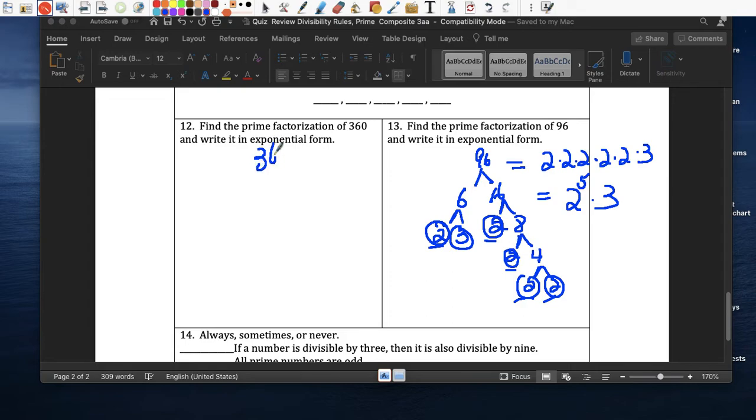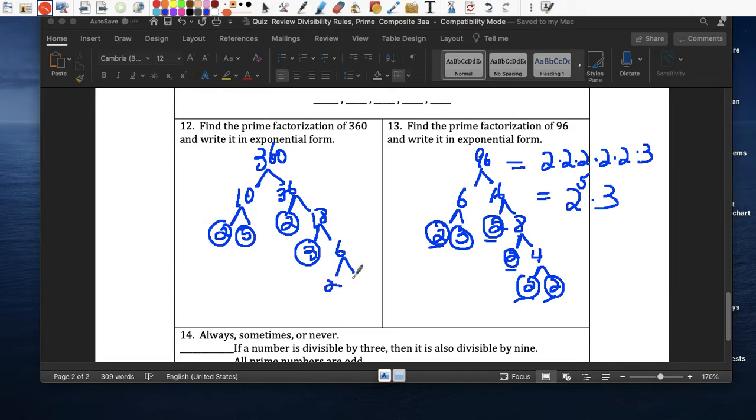360, we're going to divide it into 10 and 36. 10 is 2 and 5, right? Prime, prime. 36 is 2 and 18. 2 you circle. 18 we can go on to 3 and 6. Oops, don't circle 6. And 6 is 2 and 3. So 360 has how many 2's? 1, 2, 3. 2 times 2 times 2. And two 3's, times 3 times 3.